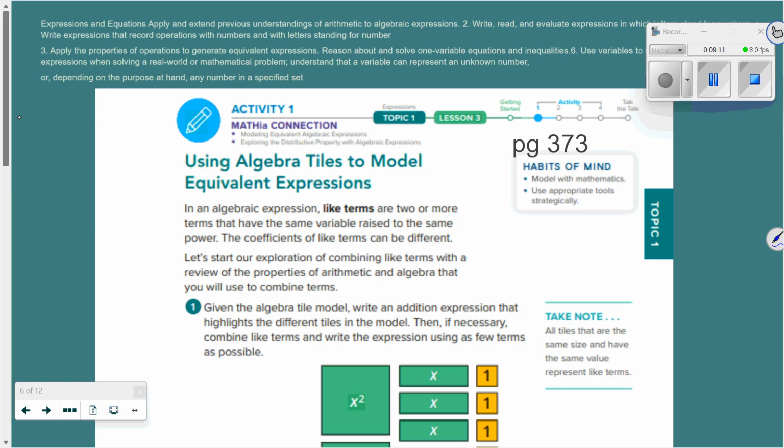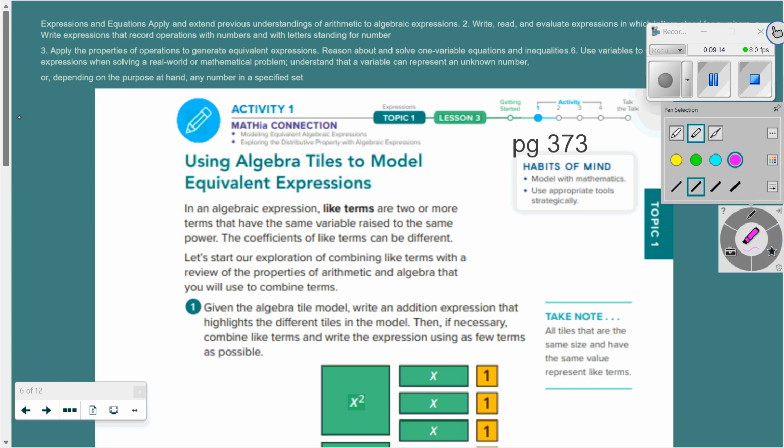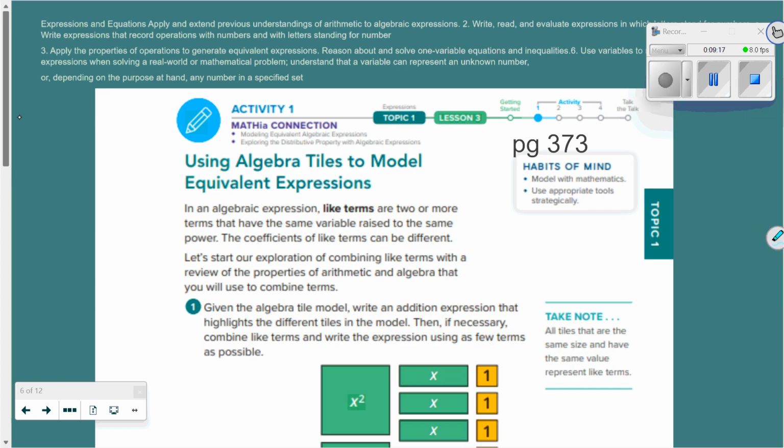Okay, guys. Everyone should have got your highlighters. We got another vocabulary called like terms. Like terms are 2 or more terms that have the same variable raised to the same power. Could also include constants. So it doesn't have to be just a variable. Like terms would also include constants. What are constants again? Numbers. Okay. Now the coefficients of like terms can be different. That is acceptable. They're still considered like terms because they're still talking about the same variable.